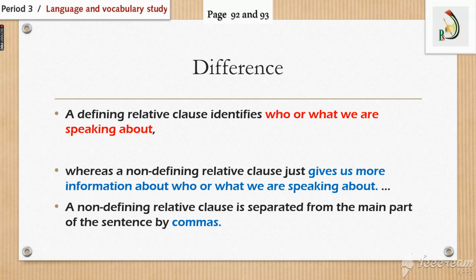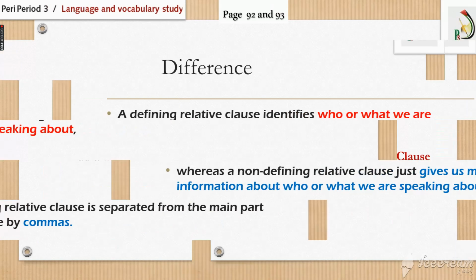I was telling you about the woman who lives next door. But the non-defining relative clause tells you something which is extra, which we do not need. Without it, the main clause is complete. A non-defining relative clause is separated from the main part of the sentence by commas. In defining, we do not have a comma, but in non-defining, we use a comma. Let's understand it more here.